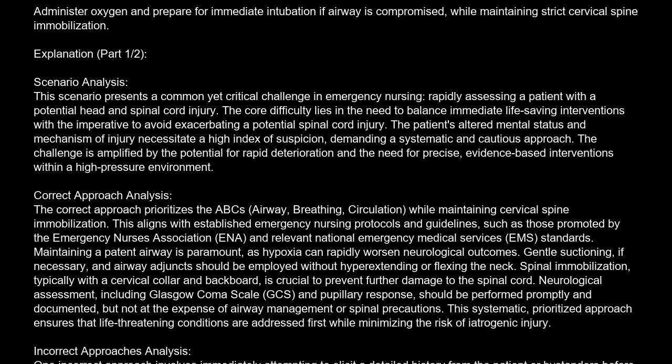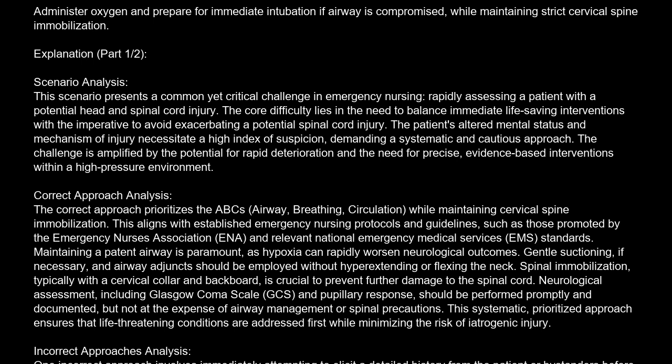Spinal immobilization, typically with a cervical collar and backboard, is crucial to prevent further damage to the spinal cord. Neurological assessment, including Glasgow Coma Scale (GCS) and pupillary response, should be performed promptly and documented, but not at the expense of airway management or spinal precautions. This systematic, prioritized approach ensures that life-threatening conditions are addressed first while minimizing the risk of iatrogenic injury.